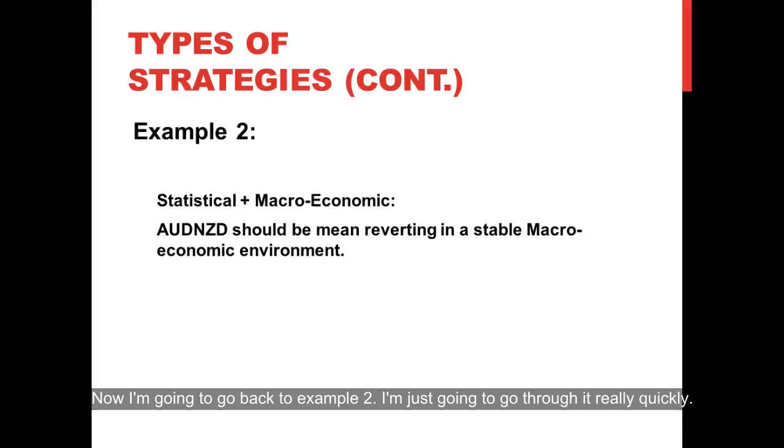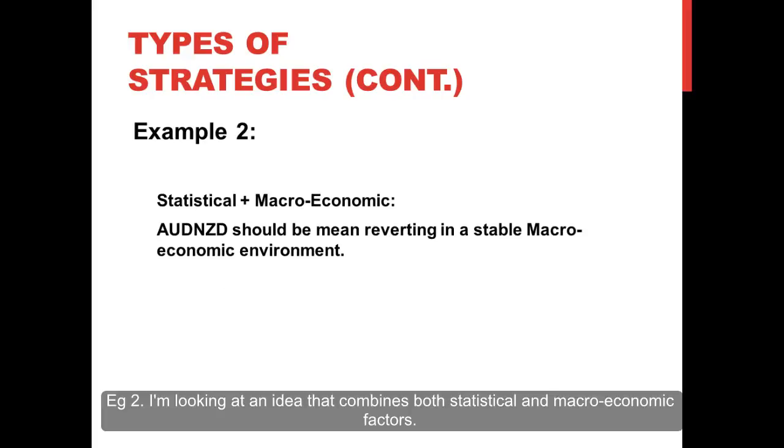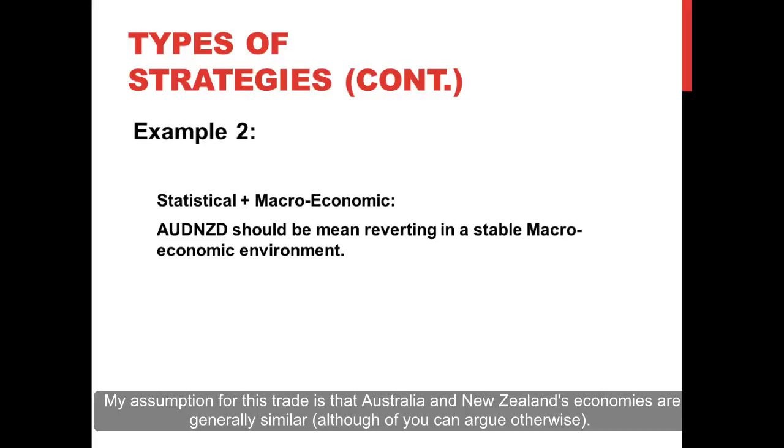We skipped this slide just now. Okay, this example 2, I'm just going to go through it really quickly. Example 2, I'm looking at an idea that combines both statistical and macroeconomic factors. What I'm saying is that the Aussie NZD currency pair should be mean reverting in a stable macroeconomic environment. So my assumption for this idea is that the Australian and New Zealand economies are generally similar, although of course you can argue otherwise.